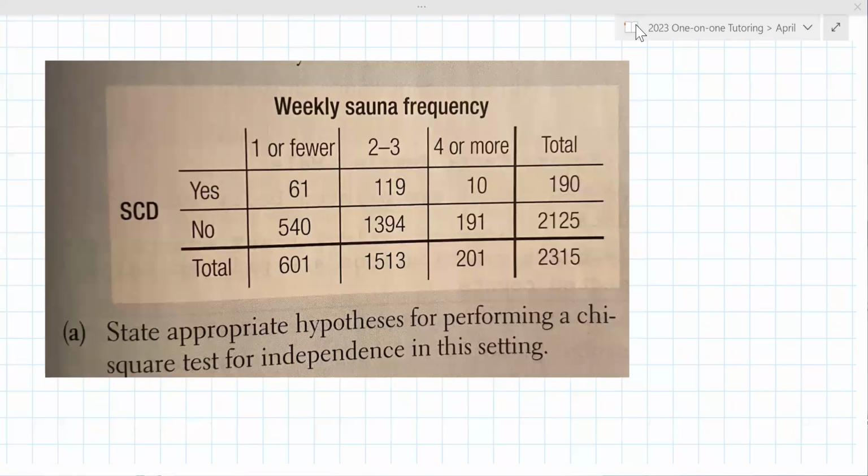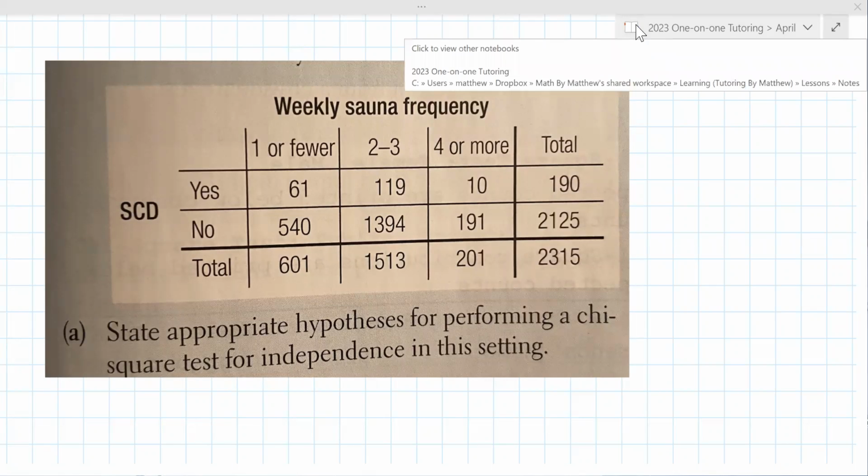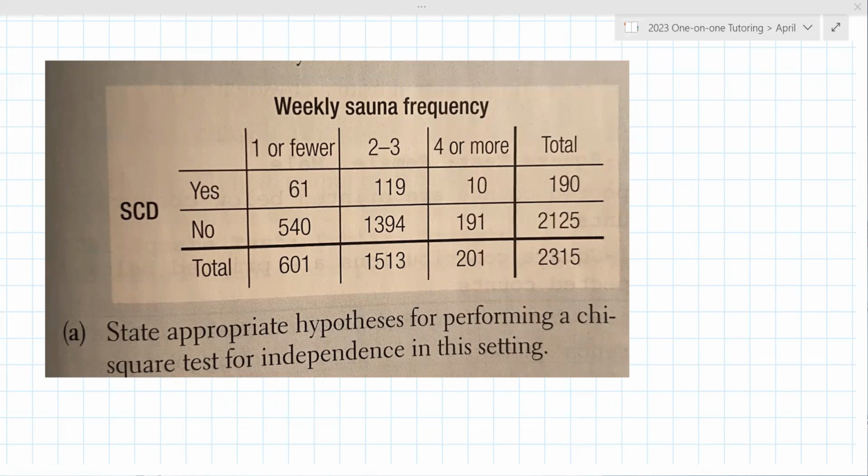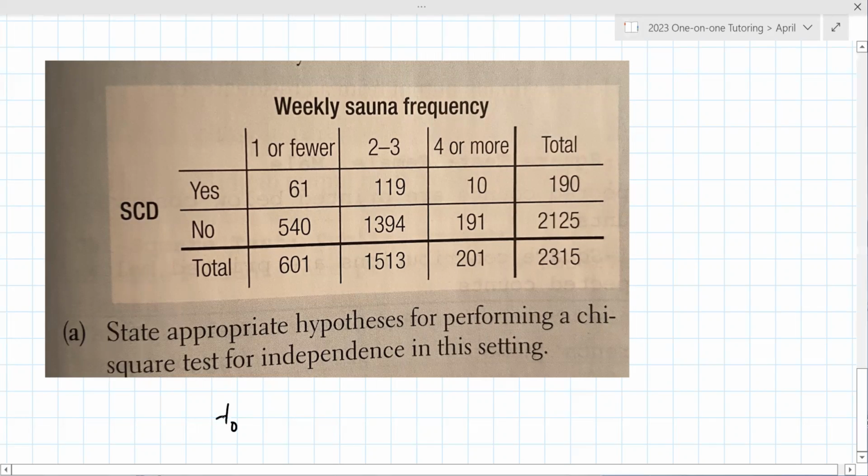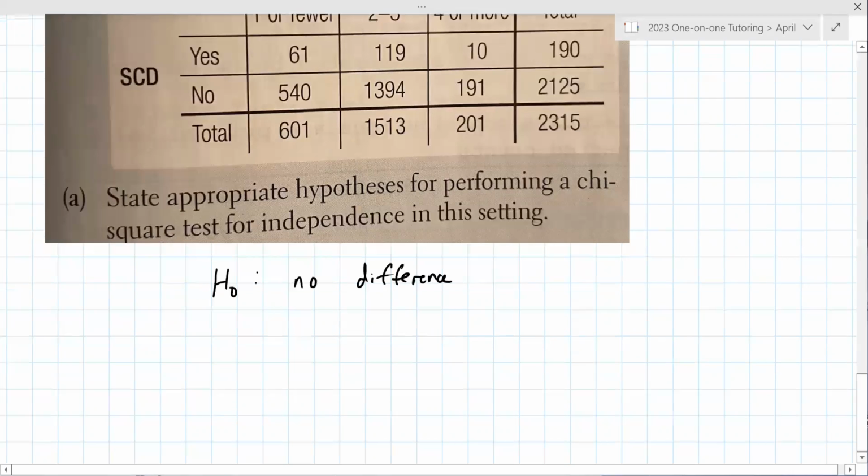So let's see. Weekly sauna frequency, so 1 or 2 weeks. The SCD, what is that? Hold on. Okay, researchers followed a random sample of 2,315 middle-aged men from Eastern Finland for up to 30 years. They recorded how often each man went into a sauna and whether or not he suffered sudden cardiac death. The two-way table shows the data from the study.